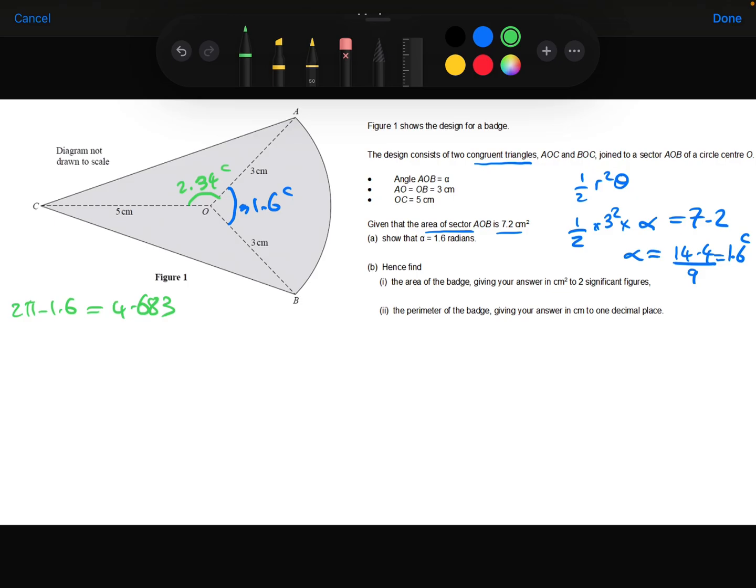I can now work out the area of this triangle using the formula half ab sine C. So half times 3 times 5 times sine 2.34, which gives me an area of 5.388 centimetres squared. But we've got two of these triangles, so I'm going to double that.